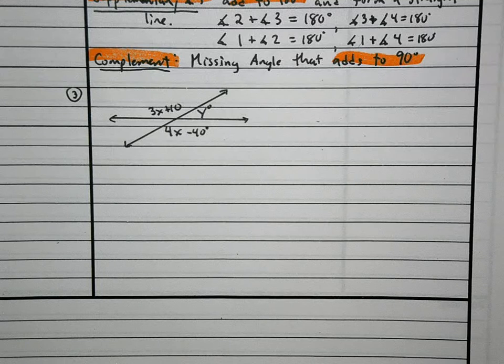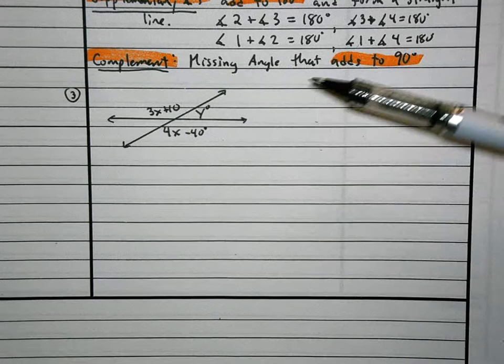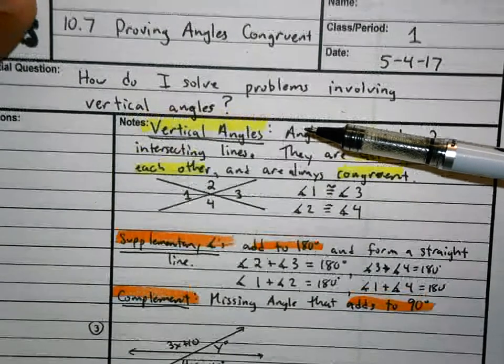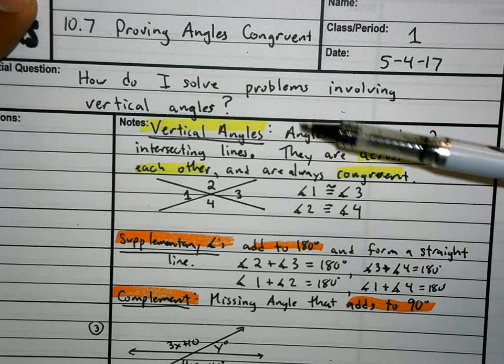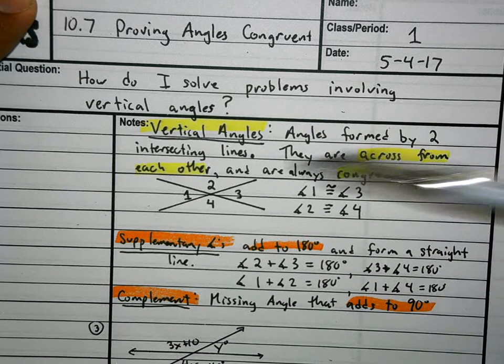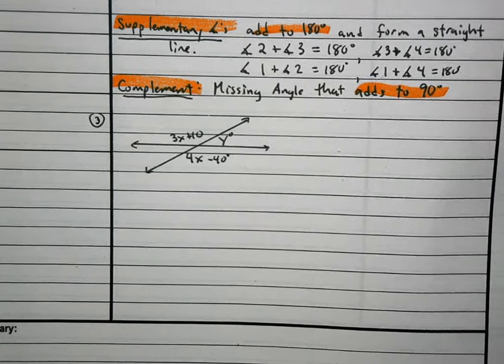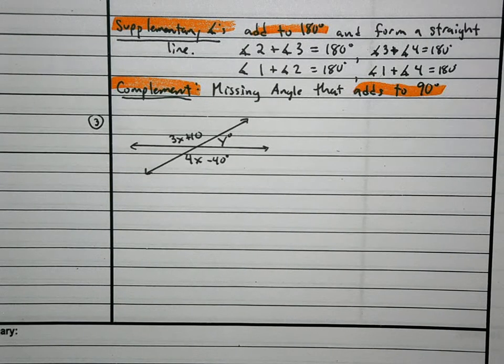What I would do if I were you is I would start off with what I talked about before, and that's with vertical angles. What do I know about vertical angles? The ones that are across from each other are congruent. So when you look at this, what two pieces are congruent to each other that we could use?